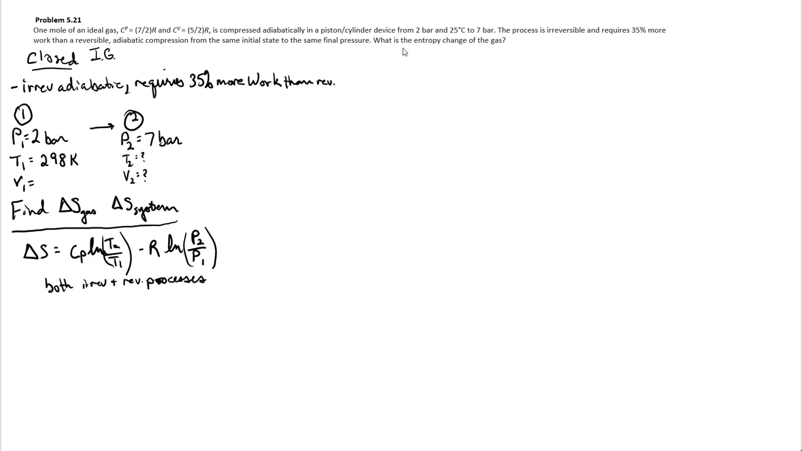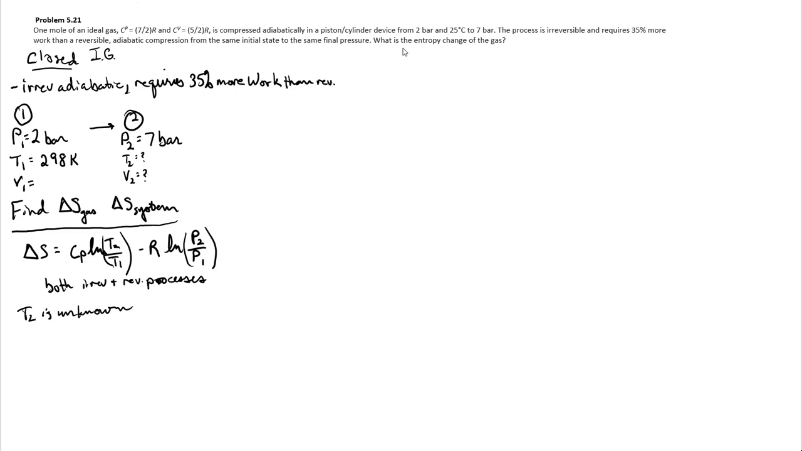That's a sign that we're at least partly on the right track, but there's another problem. While we know P1 and P2, and T1, we do not know what T2 is. So T2 is unknown. That means we can't solve this equation for delta S. We have one equation, two unknowns. So what are we going to be able to do?